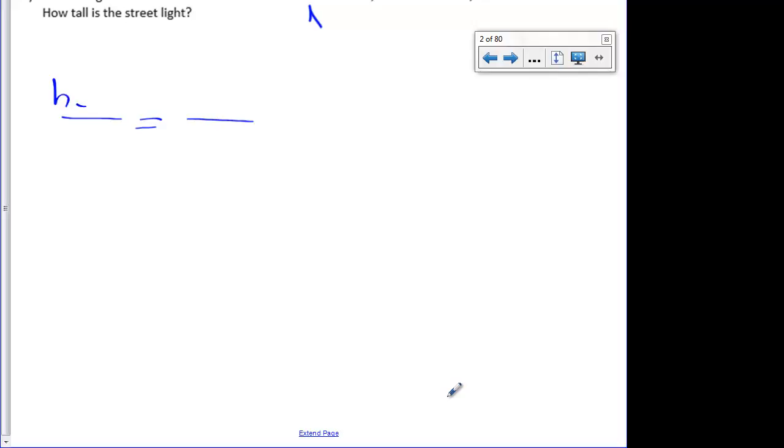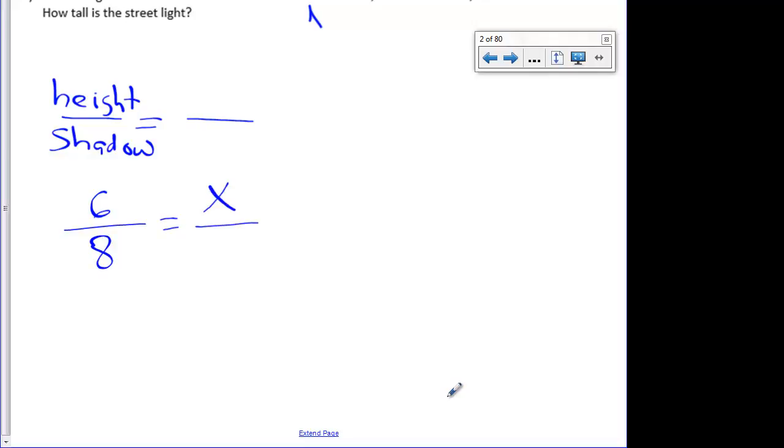So, for example, you can have height over shadow. So what's the height of Mr. Smith? He is 6 feet tall. What is his shadow? His shadow is 8 feet. Well, what's the height of the street light? We don't know. But what's the length of the shadow? Well, that's on the ground. We can measure that. We determine that that's 50 feet.